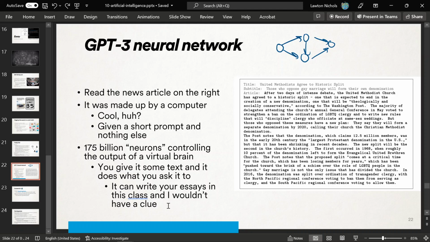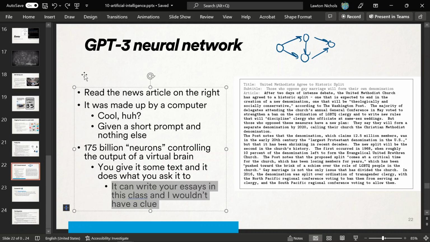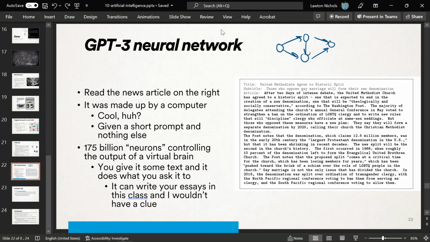Which is very unfortunate because, if you ever get access to this, that means you can write essays with it for this class and probably submit them for credit. But hopefully we're not there yet, and it costs money to use this neural network. But I want to show you a slightly less powerful version that's still really cool.